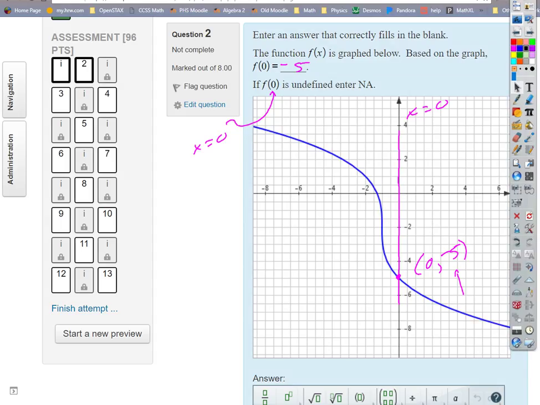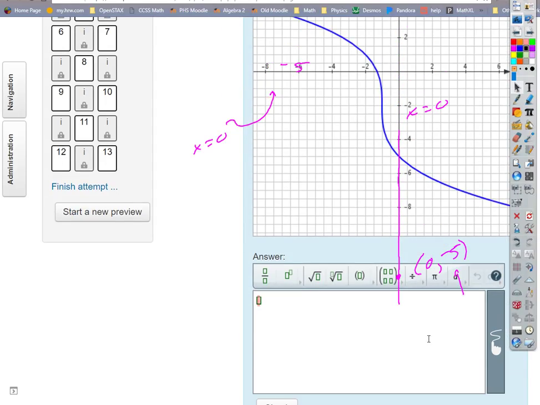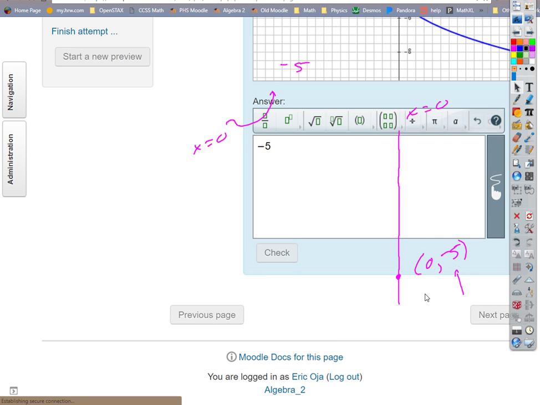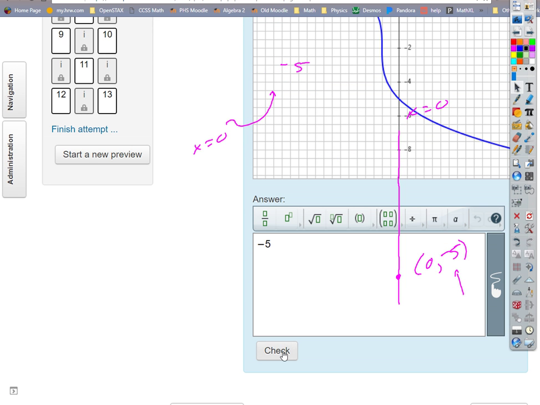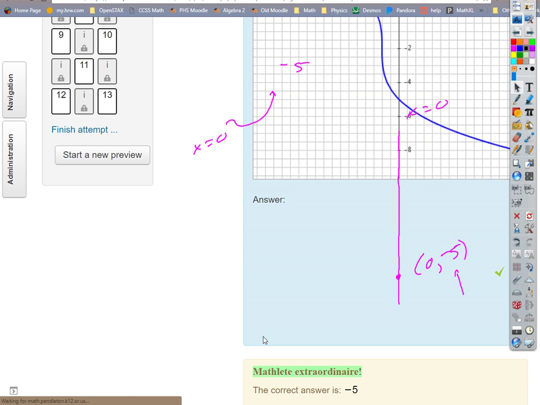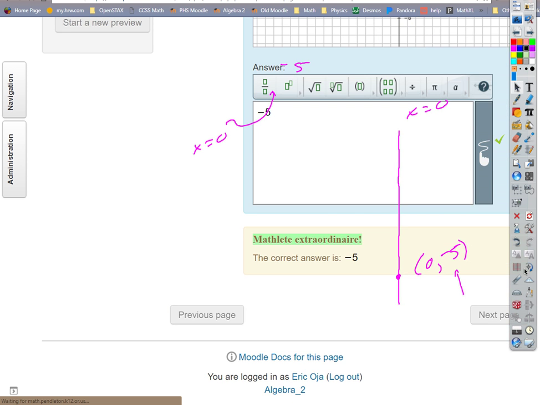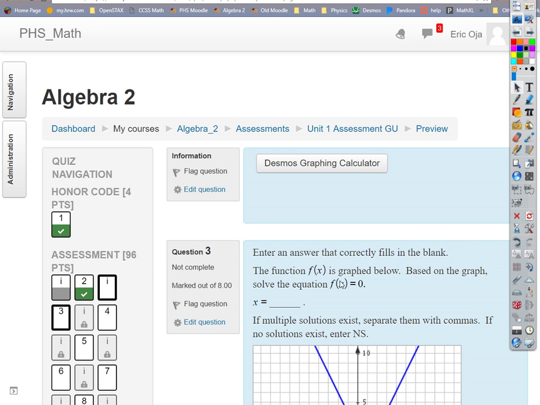So for a problem like that, let's just go ahead and enter these and verify that we're doing it right here. -5. Oops, forgot to, I didn't hit check, did I? There we go. Okay.